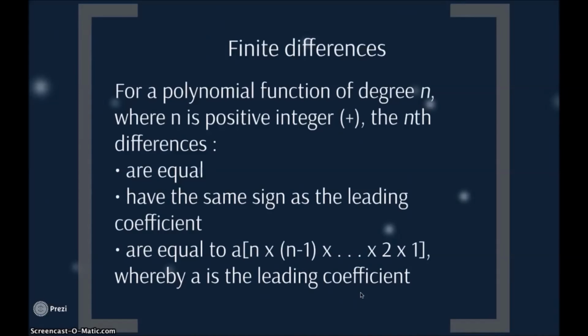For a polynomial function of degree n, where n is a positive integer, the nth differences are equal, have the same sign as the leading coefficient, and are equal to a times n factorial, whereby a is the leading coefficient.